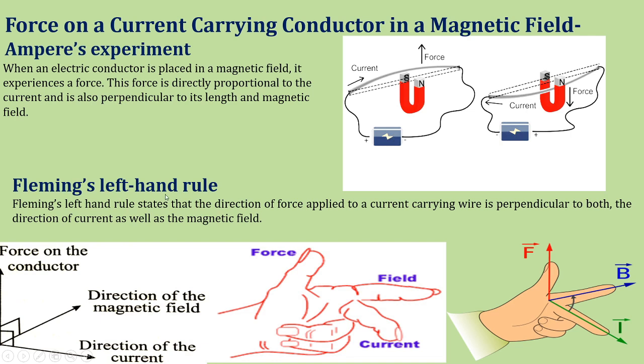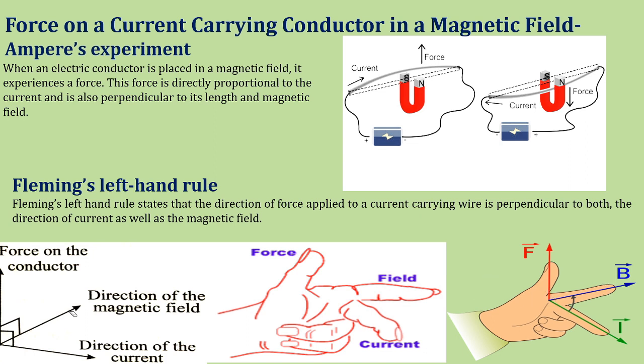Now this is Fleming's left hand rule. Fleming's left hand rule states that the direction of force applied to a current carrying wire is perpendicular to both the direction of current as well as the magnetic field. If the force on the conductor is along this side, and the direction of the magnetic field is this side, then the direction of current will be this side.